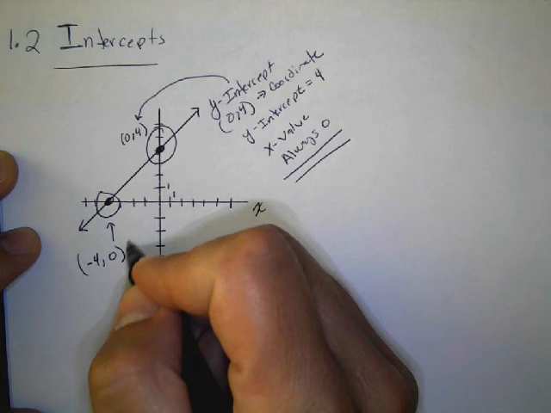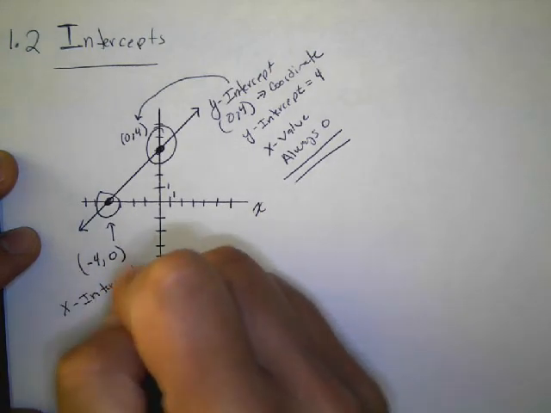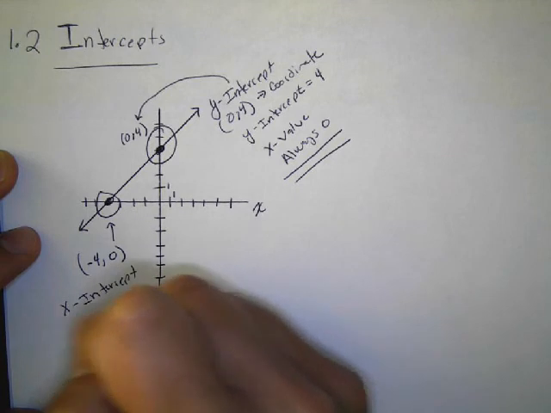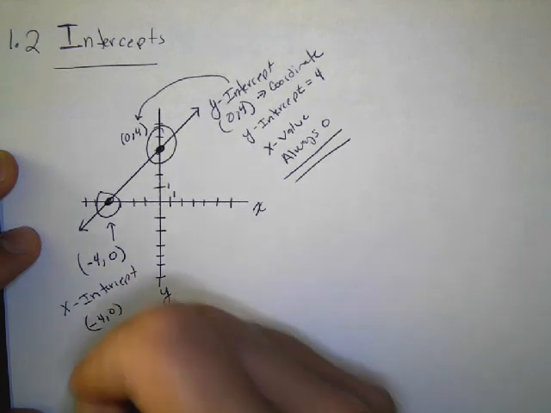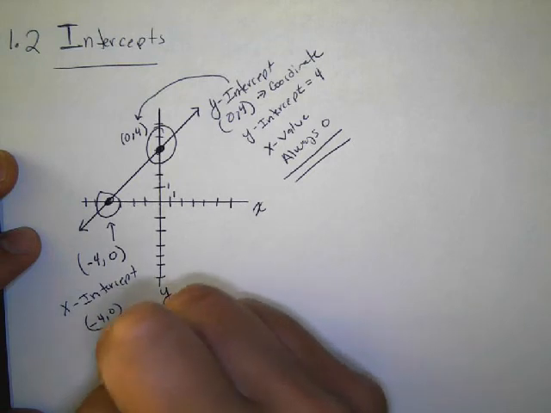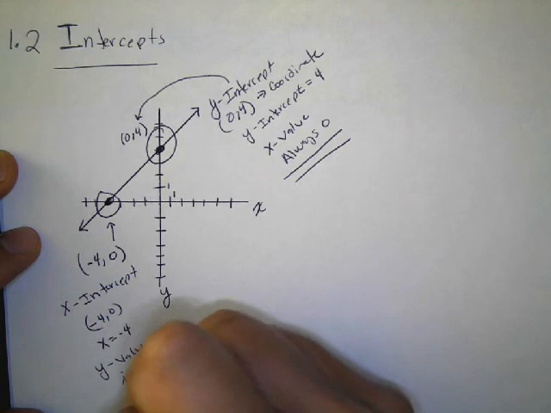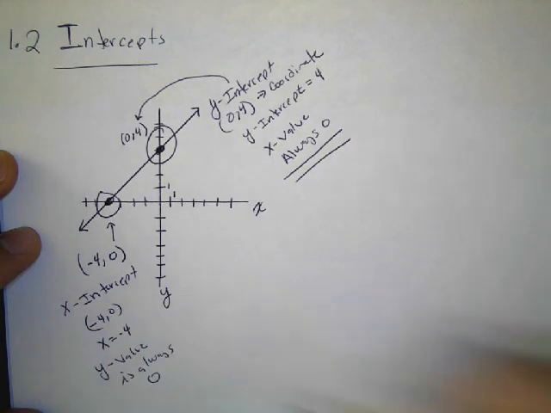So the x-intercept is (-4, 0). That would be the coordinate. We could also list it as -4. And if I'm on the x-axis, the y value is always 0. Okay?